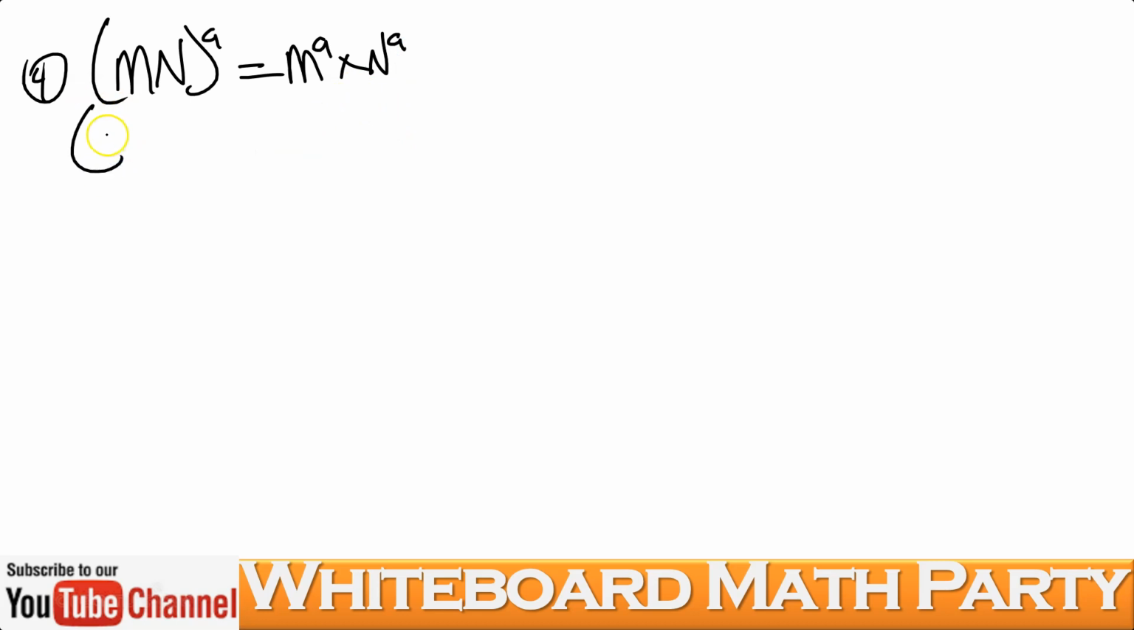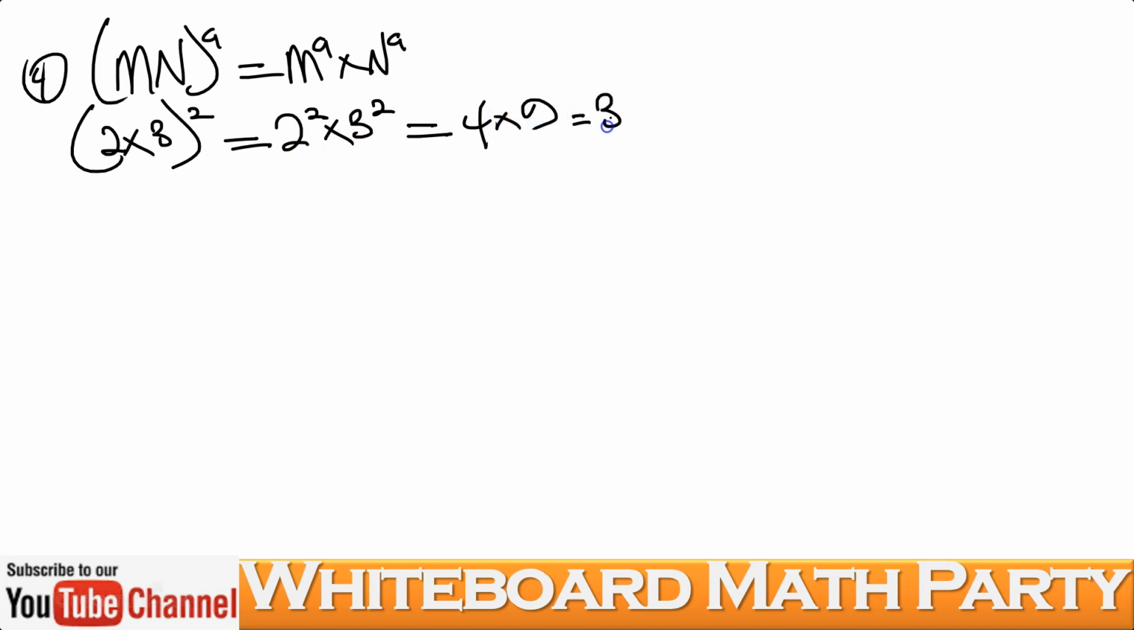Take an example as 2 times 3 all to the power of 2. This is the same thing as 2 to the power of 2 multiplied by 3 to the power of 2. This is the same also as 2 squared is 4 multiplied by 3 squared is 9, which is the same as 36. This is how you can apply.